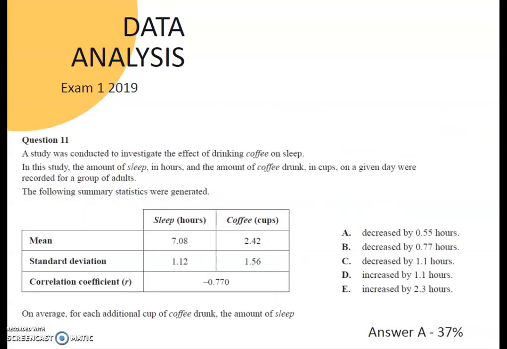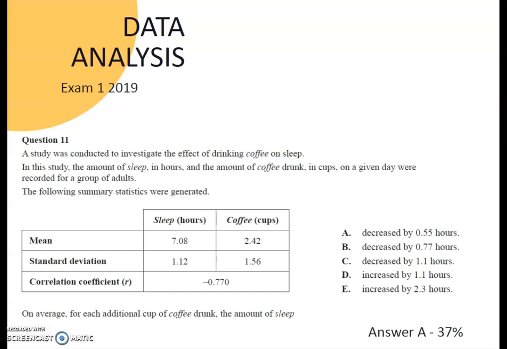Okay, the next question, question 11, we only had 37% get the correct answer here. A study was conducted to investigate the effects of drinking coffee on sleep. In this study, the amount of sleep in hours and the amount of coffee drunk in cups on a given day were recorded for a group of adults, and they're summarised in the table below. On average, for each additional cup of coffee drunk, the amount of sleep is, and we've got options here of increasing and decreasing.